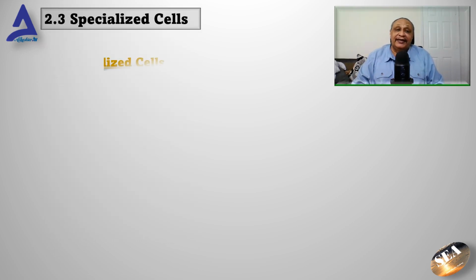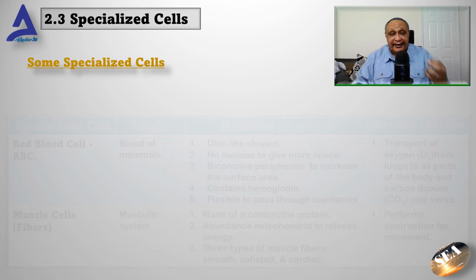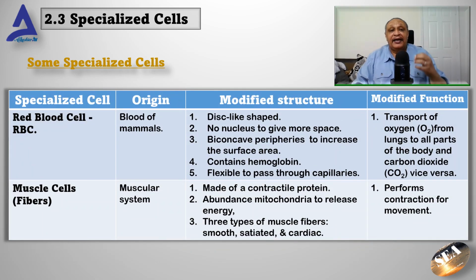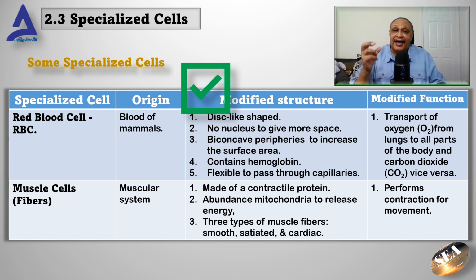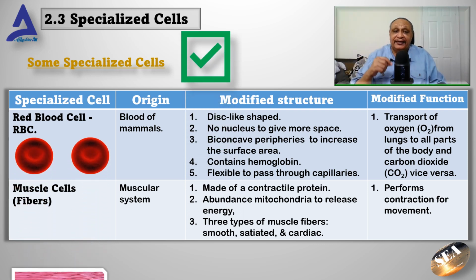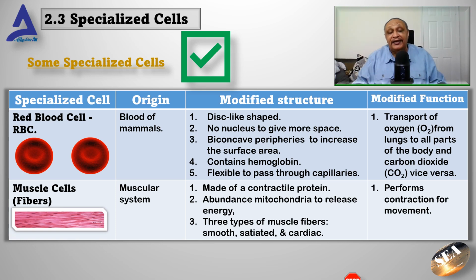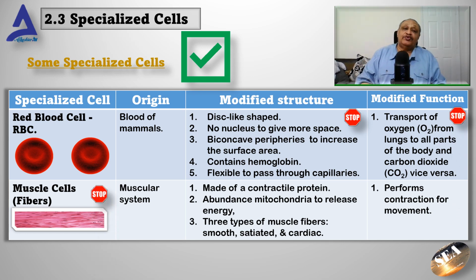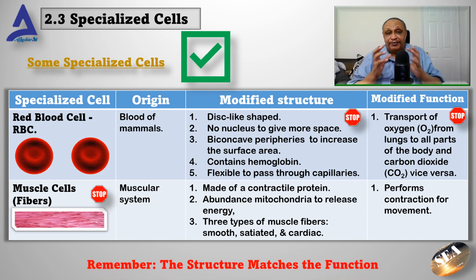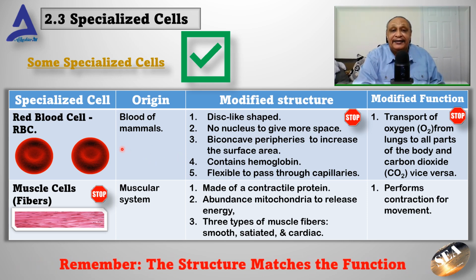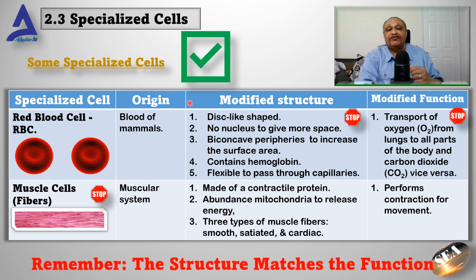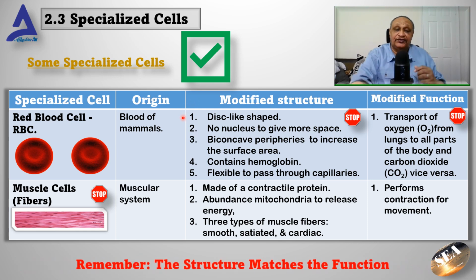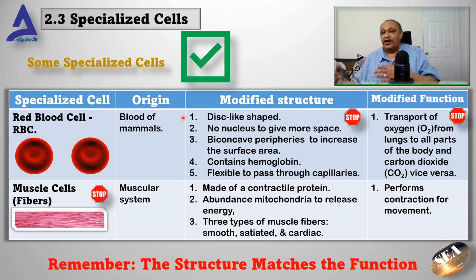Now we come to study another two cells, the red blood cell, which has the acronym RBC, that means red blood cell, and the muscle cell or the muscle fiber. Both are synonyms to each other. So the red blood cell is present, or the origin of it is in the blood of mammals, and it has two types of modification: a modification in its structure and a modification of the function.